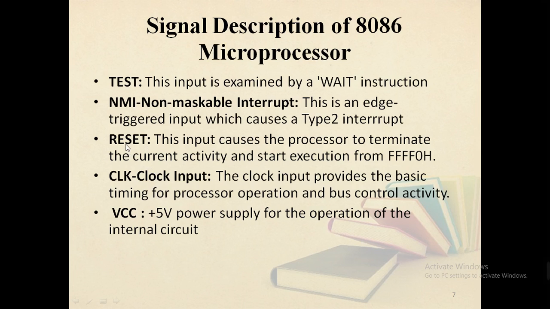Coming to RESET, this input causes the processor to terminate the current activity and start execution from FFFF0H. Clock input. The clock input provides the basic timing for processor operation and bus control activity. It's an asymmetric square wave with 33% duty cycle. VCC, all of you know, is the plus 5 volts power supply for the operation of the internal circuit. Similarly, ground is the ground for internal circuits.